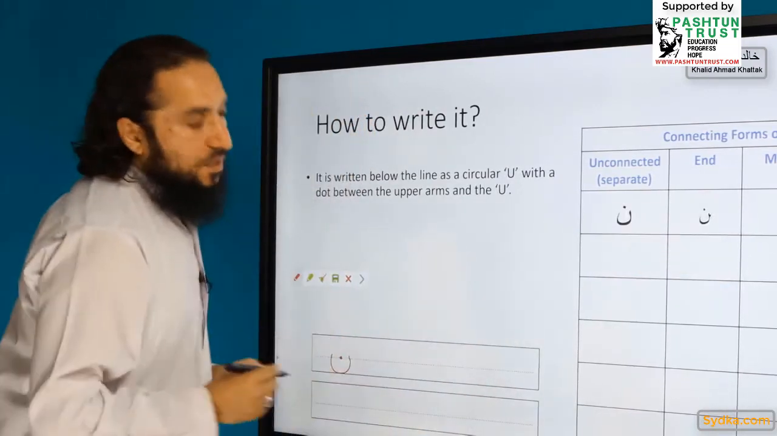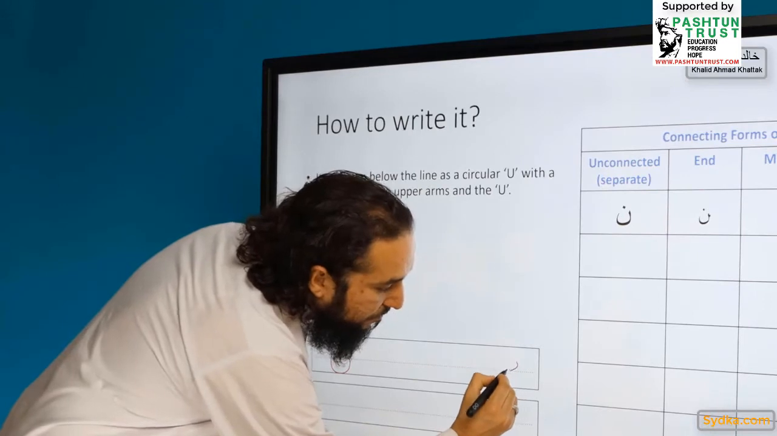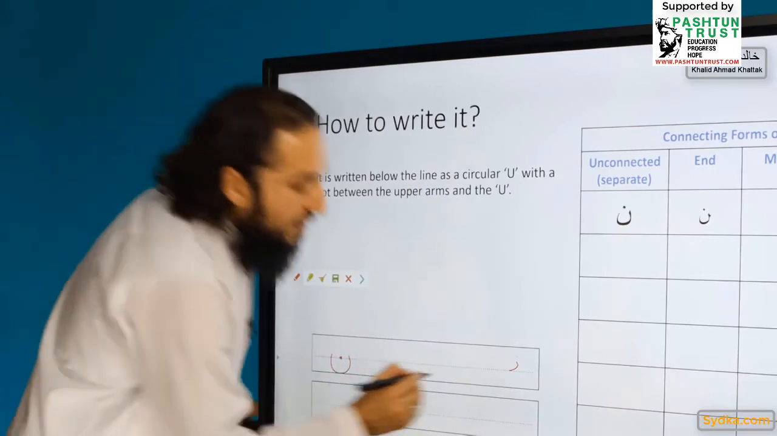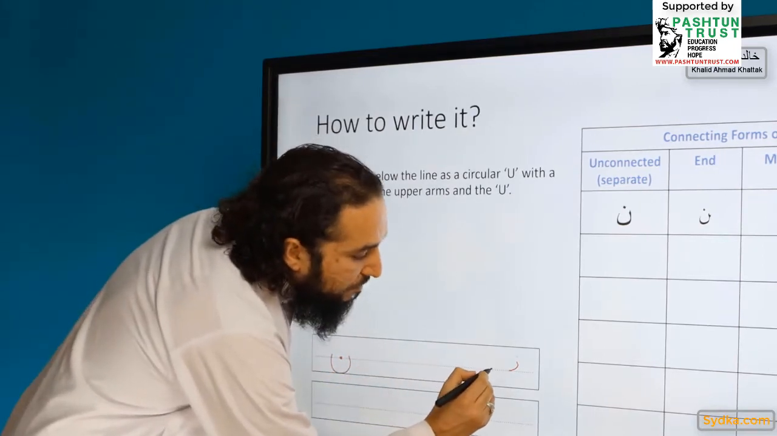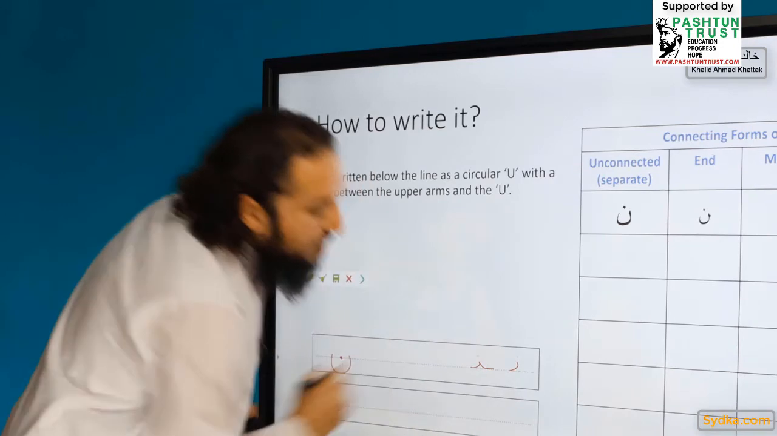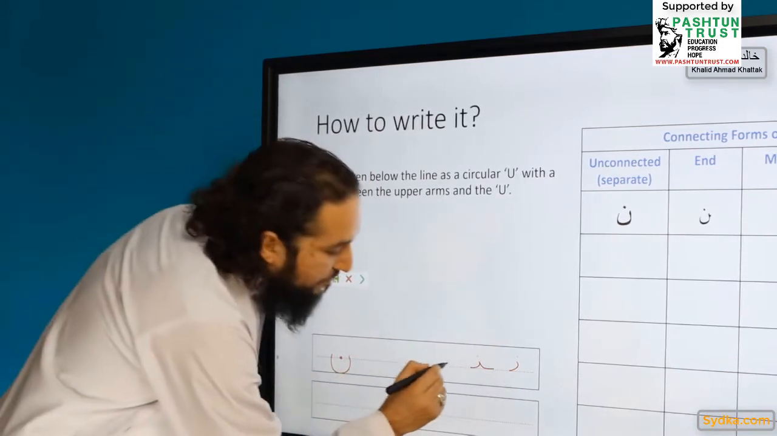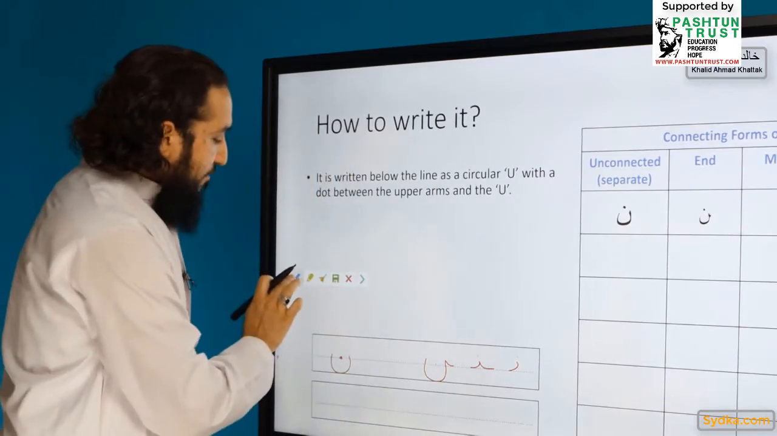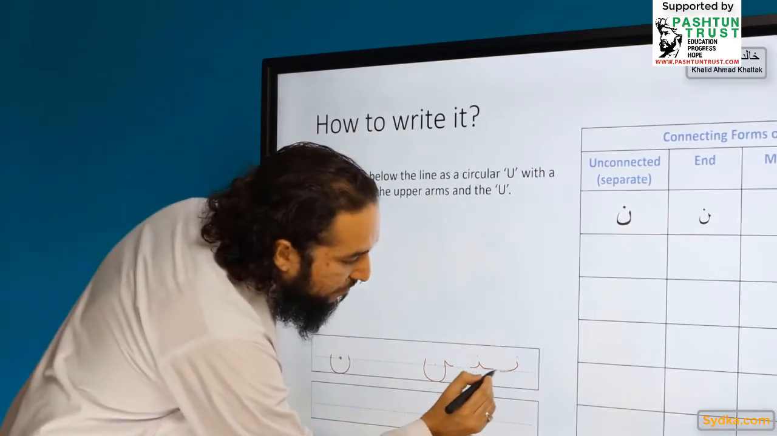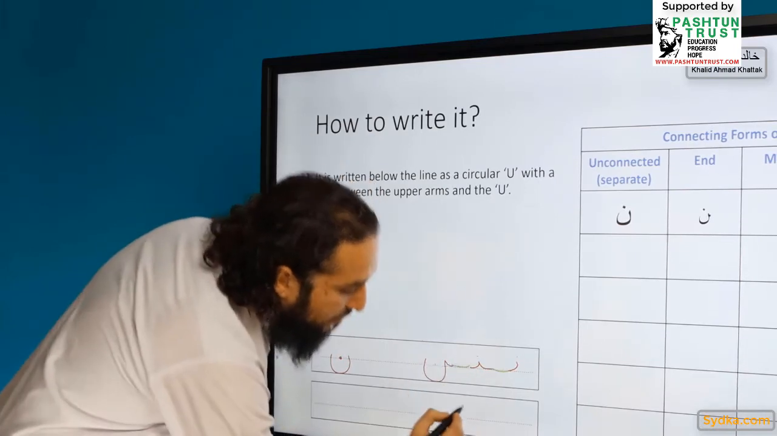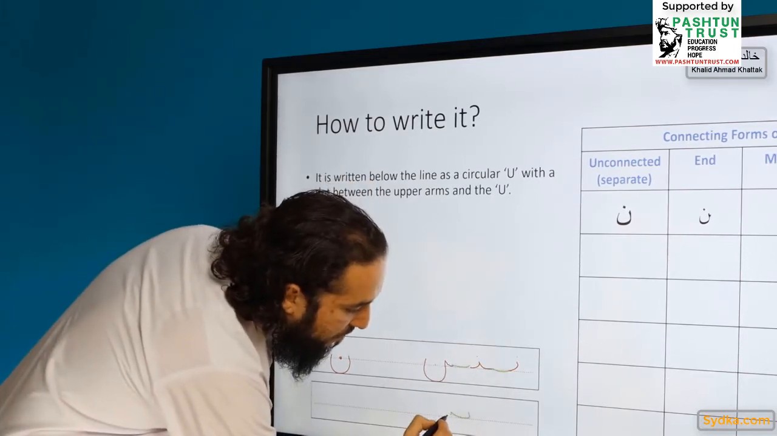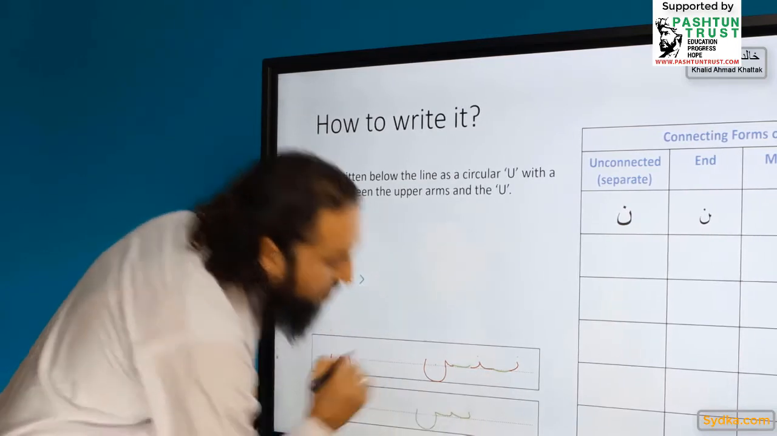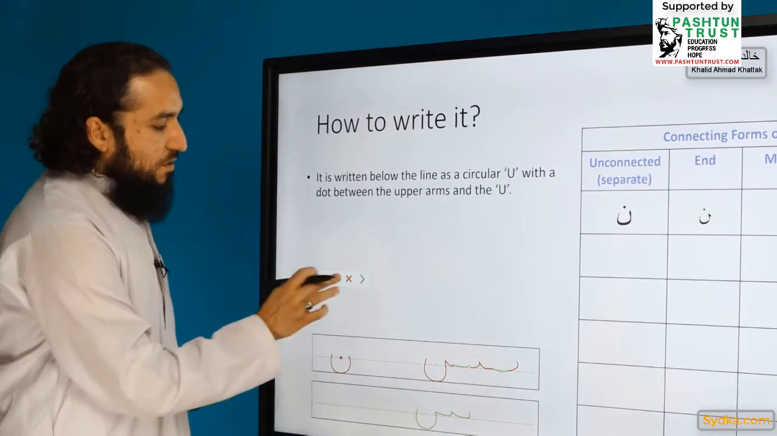In the beginning, it would look like this. It stays above the line. If it's in the middle, it's like this, and if it is at the end, it's like this. So we can connect them. Okay, let's try again. Noon, noon, noon. This is how we write it.